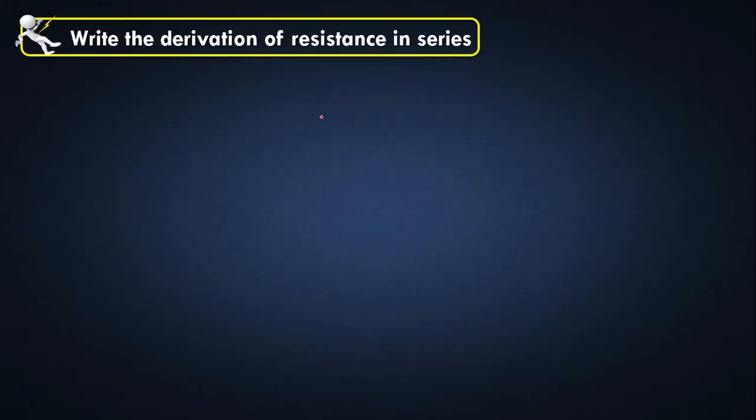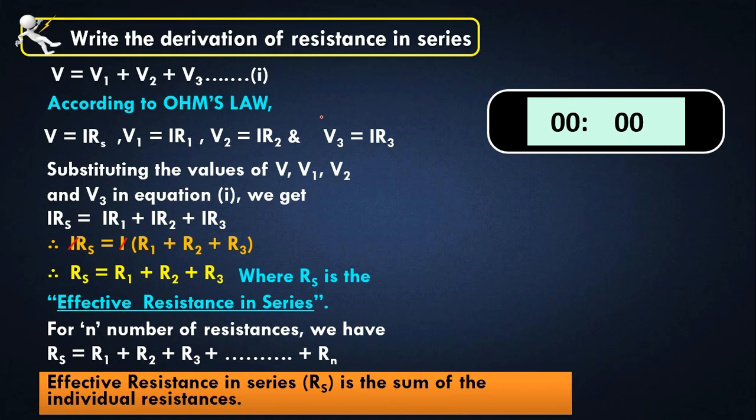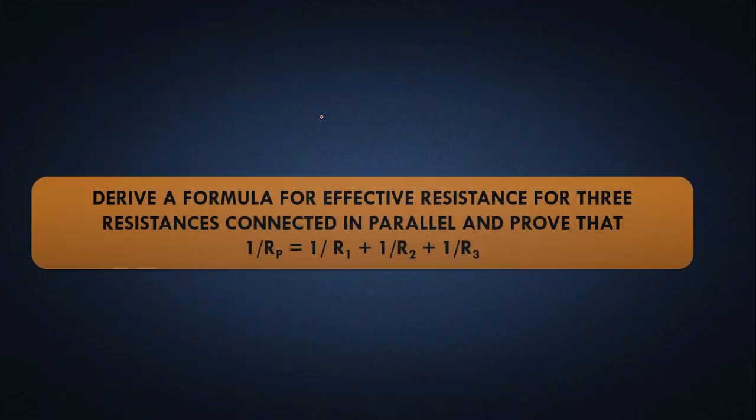Write the derivation of resistance in series and you will get 3 minutes. You can do it fast. So here this is the equivalent resistance for this, and your 3 minutes time is over. You can copy this answer or cross-check with your answer. Now derive the formula for the effective resistance of three resistors connected in parallel and prove that.